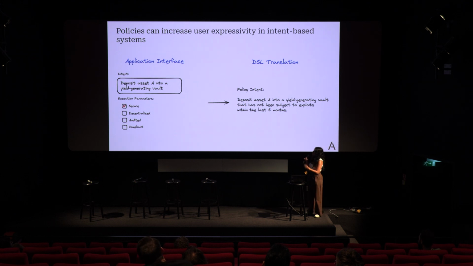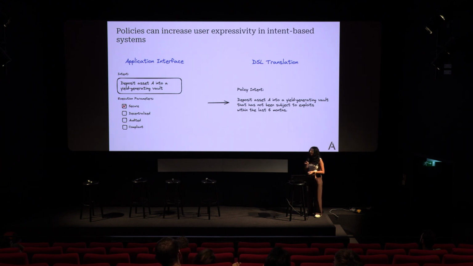So this is a very simple example of an intent. Let's say I want to deposit asset A into a yield-generating vault, and I want it to be secure. Now, secure is really broad, and the user could define it, the application could define it, anyone can define what security means. But through this front end, I simply say, I want to deposit into a yield-bearing vault that's secure. And maybe the application said that secure means that it's any application that hasn't been subject to an exploit in the last 6 months. So now when a solver goes to execute my intent, they can only deposit my assets into a set of protocols that has not been exploited within the last 6 months.